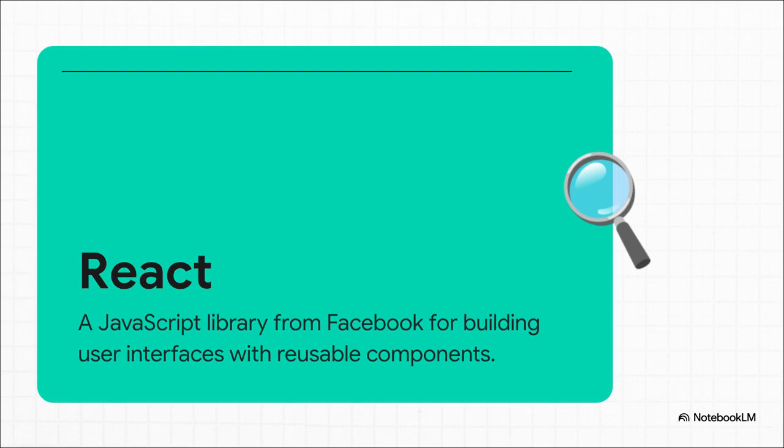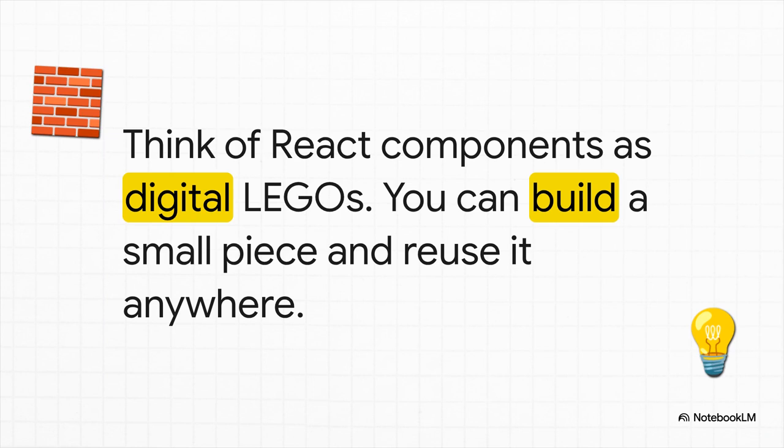But the real magic, the part that changed everything, is that it does all this using reusable components. That last part is the key. Honestly, the best way to think about these reusable components is to picture them as digital Legos. Seriously, you can build one little perfect piece, like a search bar or a like button, and then you can just pop that same piece in anywhere else you need it over and over again. It makes building complex things so much more organized and, frankly, faster.